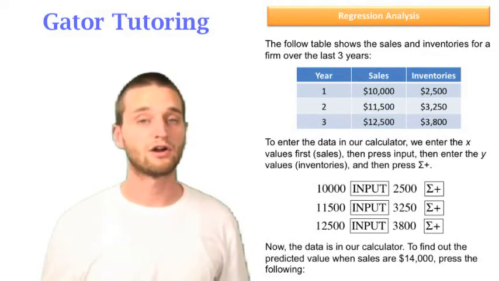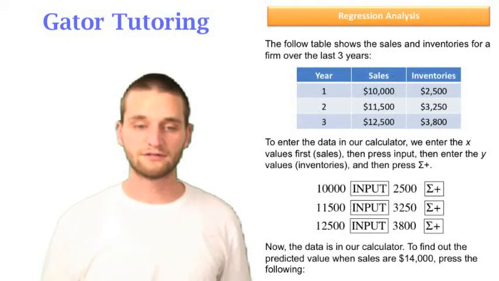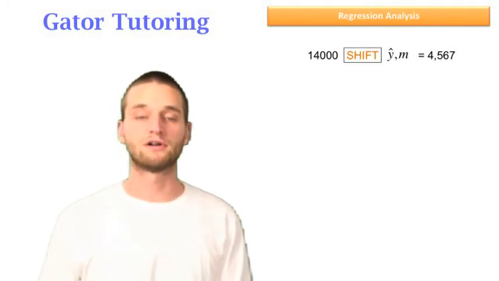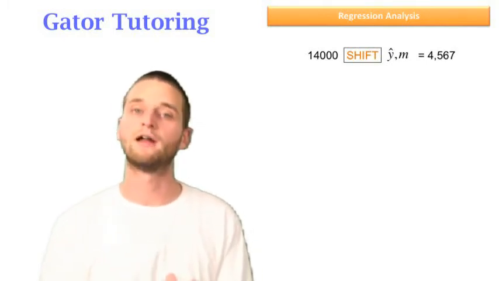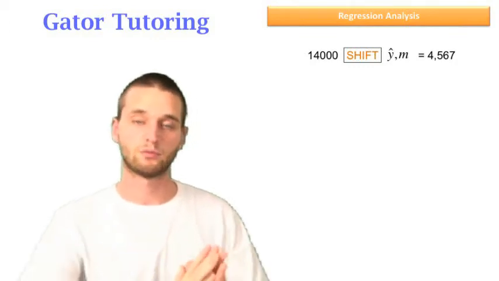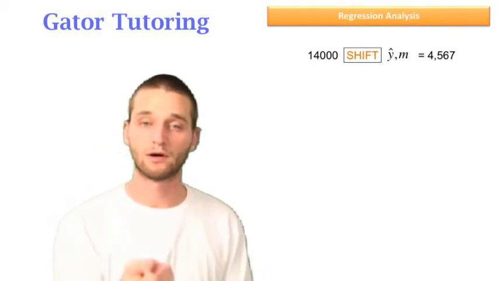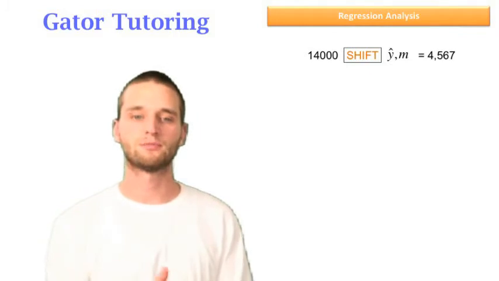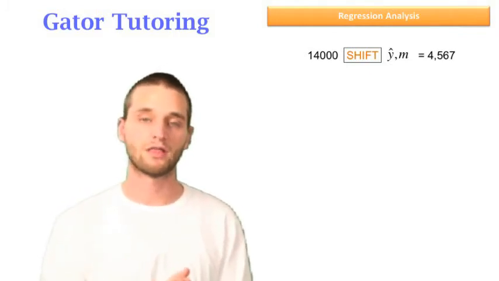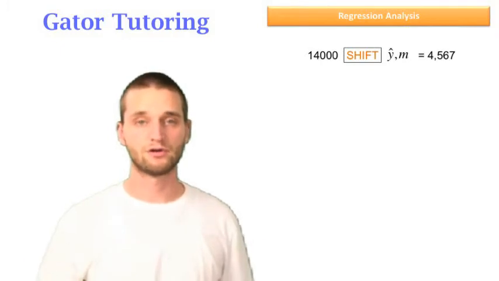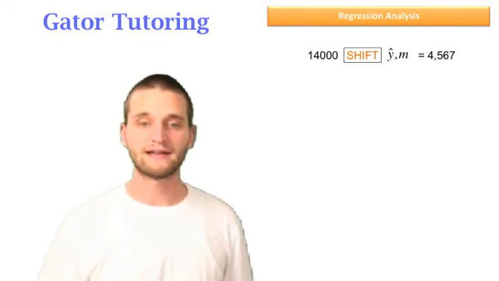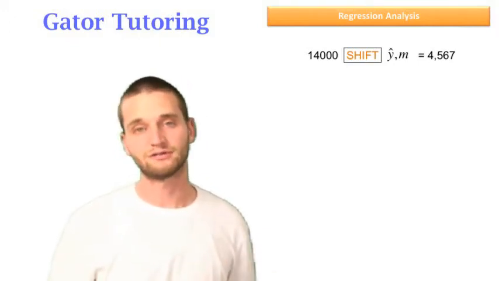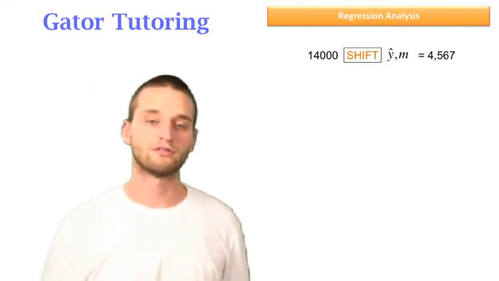So now that the data is in our calculator, to find out the predicted value when sales are $14,000, we just need to press the following combination of buttons. We press 14,000 to tell the calculator that we're grabbing that 14,000 on the x-axis as if we were looking at the line of best fit. We're telling it we want to predict what happens when sales are $14,000. Then we press shift, and then we press this button, y hat, comma m. That's the button that represents y hat, the predicted value for the y variable, which in our case is inventories. And that gives us a value of 4567. So that's the predicted value based on this regression, based on this historical data, for what inventory will be when sales are $14,000.